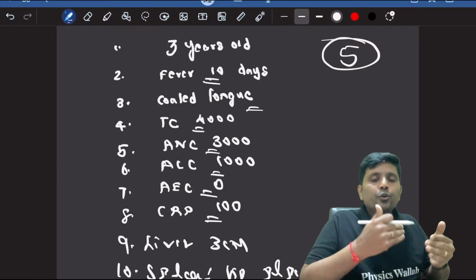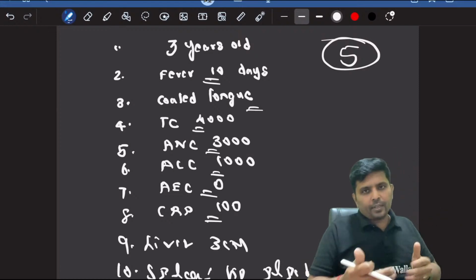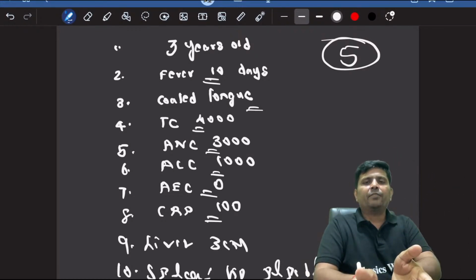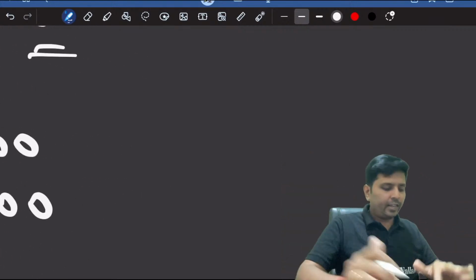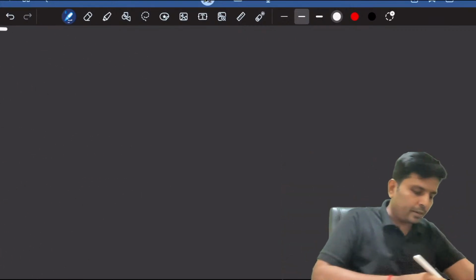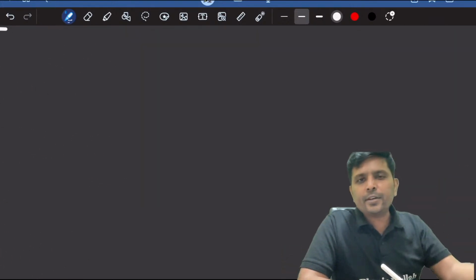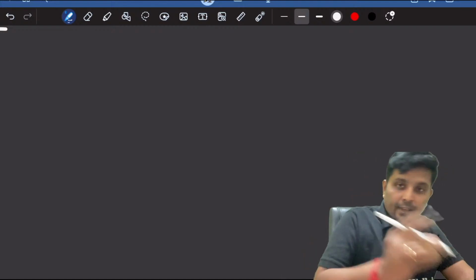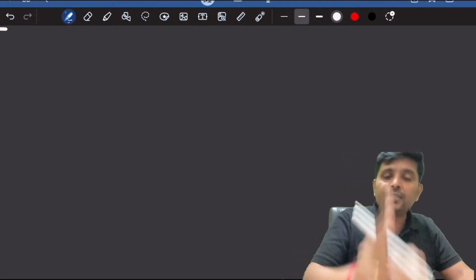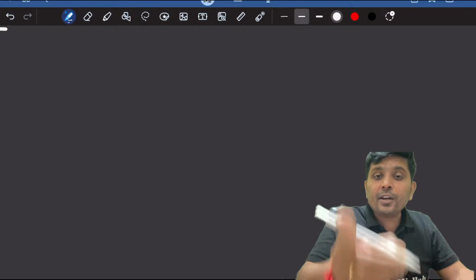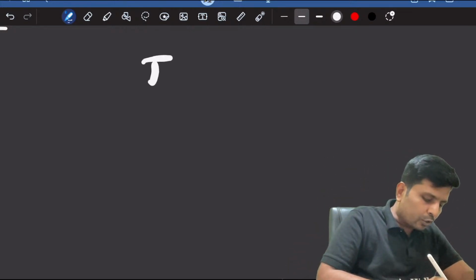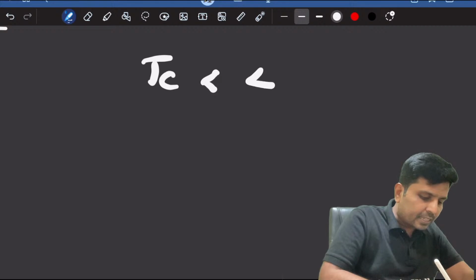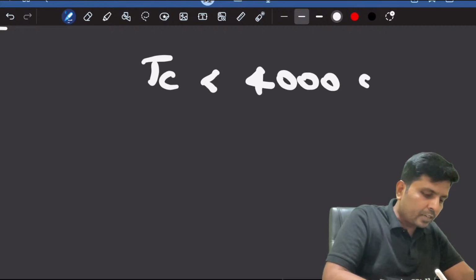But how can I interpret your CBC with respect to enteric fever? The answer is simple. So please listen carefully. Very, very simple. Always it is leukopenia. So leukotyphoid means, even though it is a bacterial fever, it will not be associated with neutrophilia. So total count will be less than 4,000 cells per cubic millimeter in typhoid.